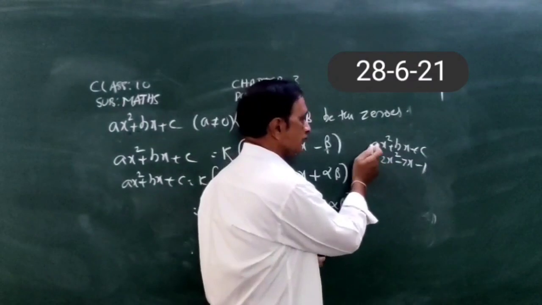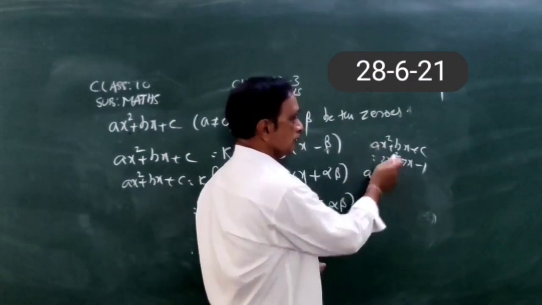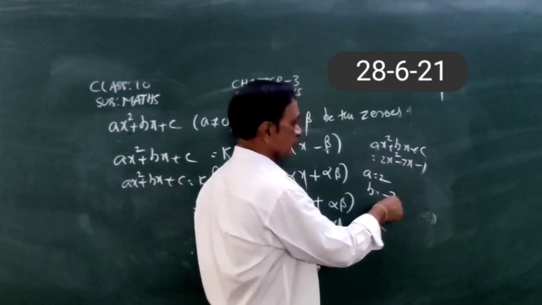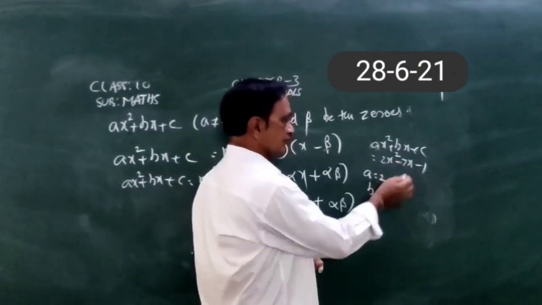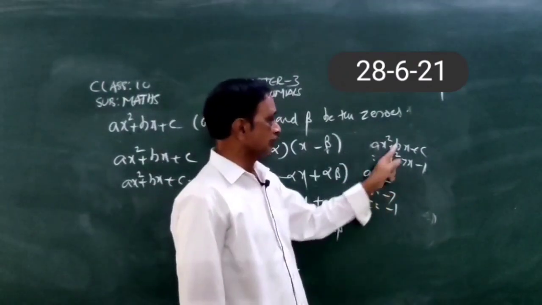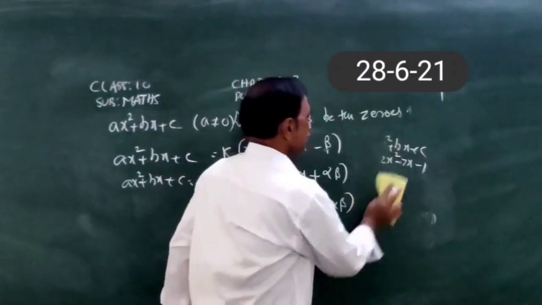What is the coefficient of x square in the left hand? A. In the right hand, 2. A equal to 2. What is the coefficient of x in the left hand? B. Right hand, minus 7. So B value should be minus 7. What is the constant in the left hand? C. In the right hand, minus 1. C equal to minus 1. So for A equal to 2, B equal to minus 7 and C equal to minus 1, those two polynomials are equal.